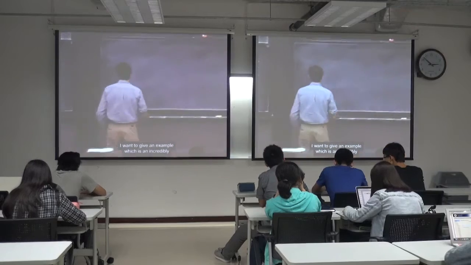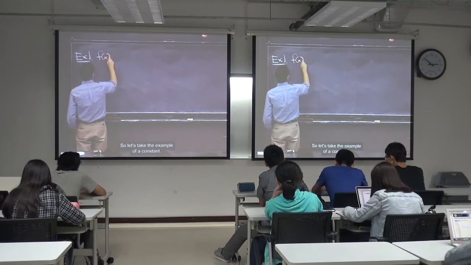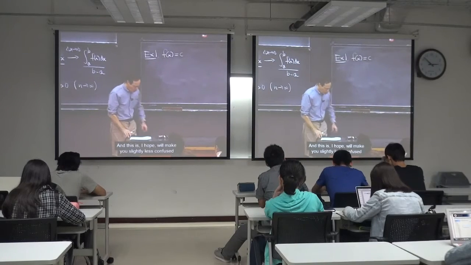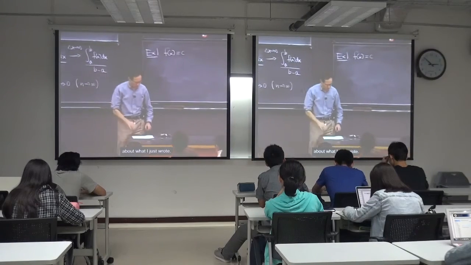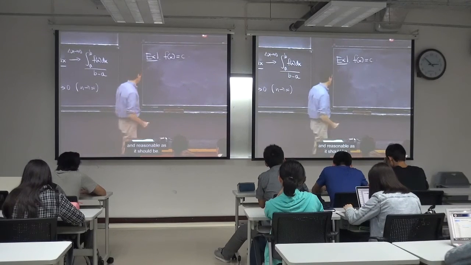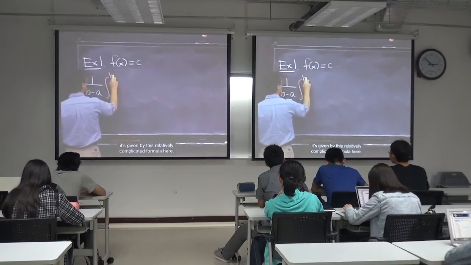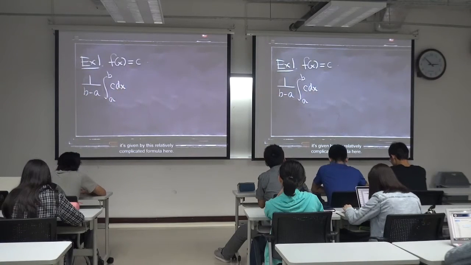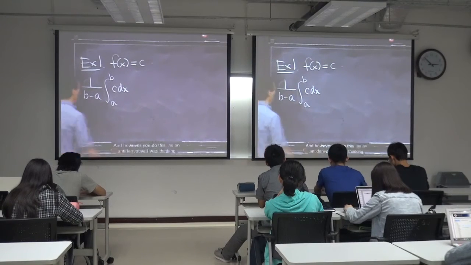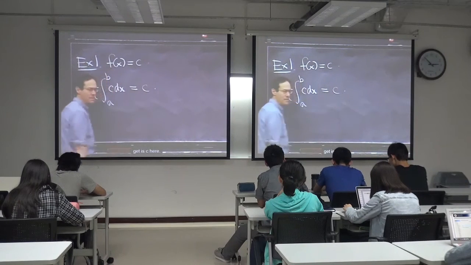I want to give an example, which is an incredibly simple-minded one, but it will come into play later on. So let's take the example of a constant. And this, I hope, will make you slightly less confused about what I just wrote, as well as making you think that this is as simple-minded and reasonable as it should be. If I check what the average value of this constant is, it's given by this relatively complicated formula here. Because I have to integrate the function c, well, it's just the constant c. And however you do this, as an antiderivative or by thinking of it as a rectangle, the answer that you're going to get is c.